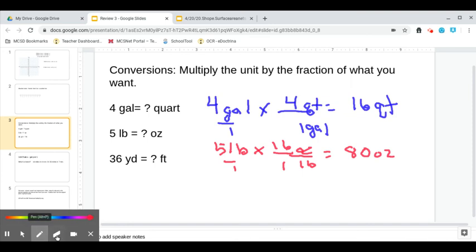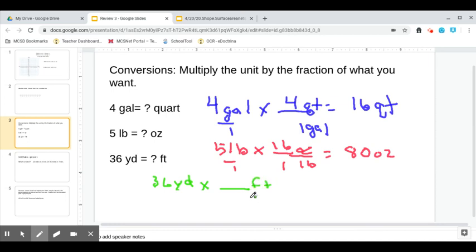So let's look at our third one. Put this in green. I have 36 yards, and I want to find out how many feet. So I'm going to take the 36 yards, which I have, and multiply it by the fraction of the conversion. I want it in feet, I put that on top. Yards, what I have, on bottom.